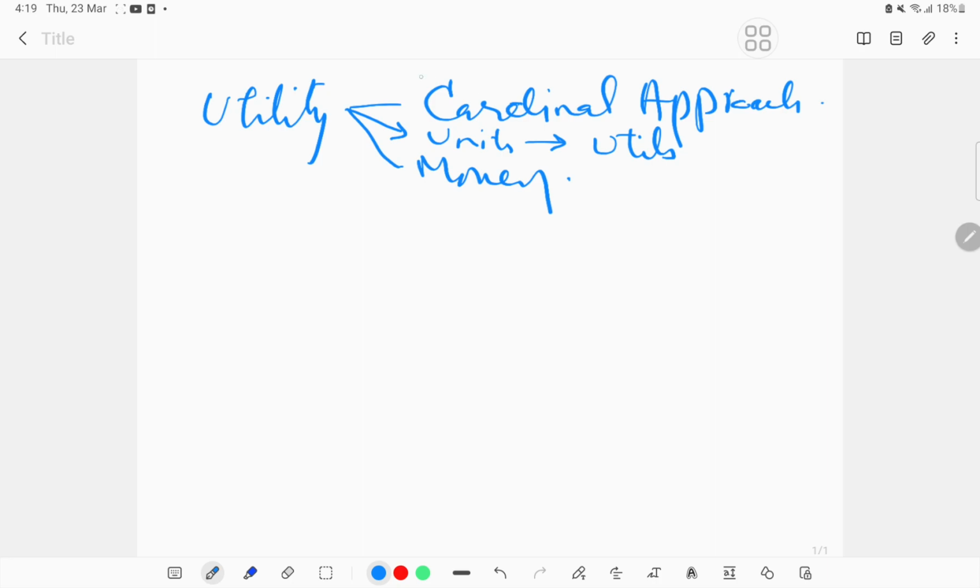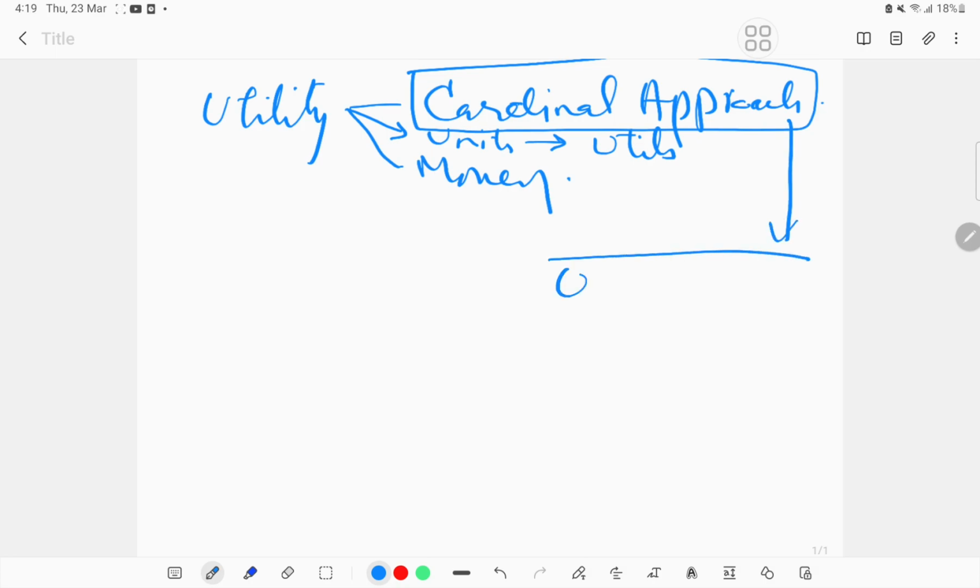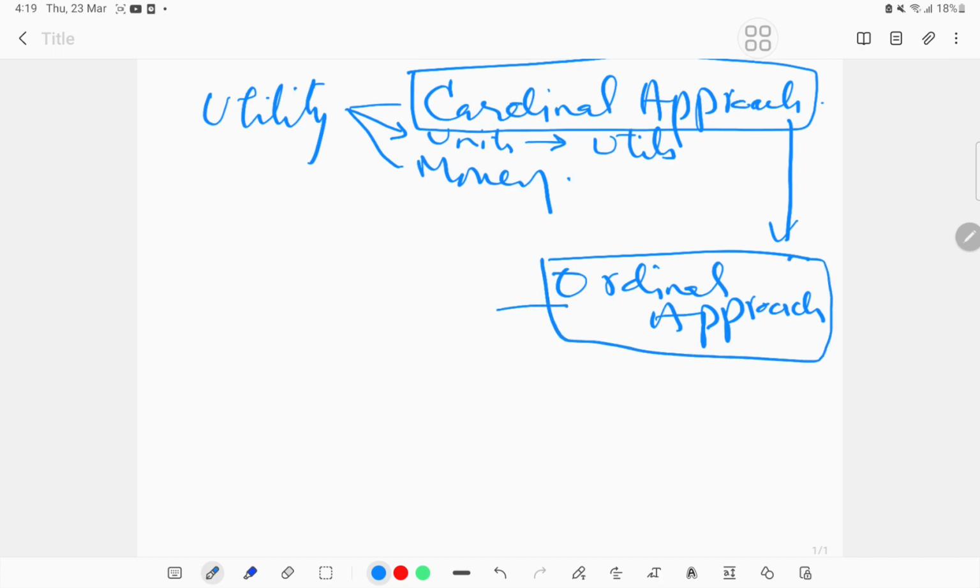Moreover, we have heard about the cardinal approach, and another approach is known as the ordinal approach. In cardinal we can measure the quantity, while in ordinal we rank the units, that it is first rank or second rank.